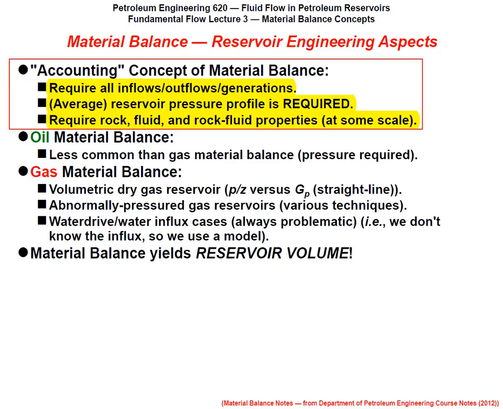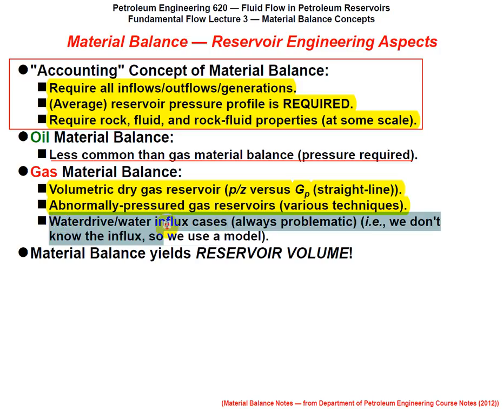Now, we don't see a lot of oil material balance. I'm not sure that anybody in the room is going to understand why, but we just don't have the mechanisms of measurement. But for gas, we oftentimes see volumetric dry gas material balance. We see abnormally pressured reservoirs, and then we see water drive, water influx, and so we use a model.